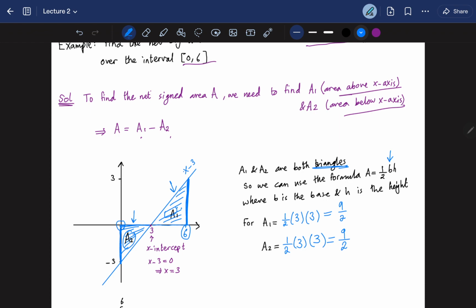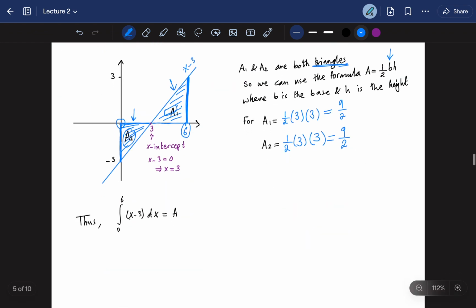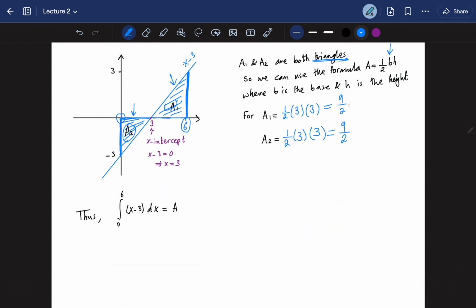So if I want to find the net signed area, we're just going to subtract A1 minus A2. So the integral from 0 to 6 of my function is going to be my net signed area, which is A1 minus A2. So it's just 9/2 minus 9/2, and it's just 0.